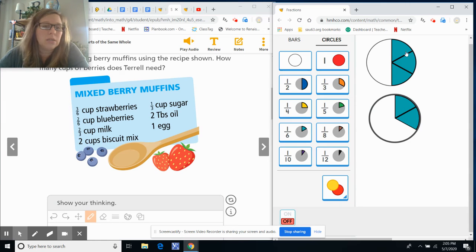Now, remember what we talked about in yesterday's lesson, that each one of these parts is what we call a unit fraction. And if we simply count these unit fractions, we are going to know how many altogether. So if we were to quickly just look at this and count them up, we would know that we have 1 unit fraction, 2, 3, 4, 5 total unit fractions, or 5/6 of a cup.